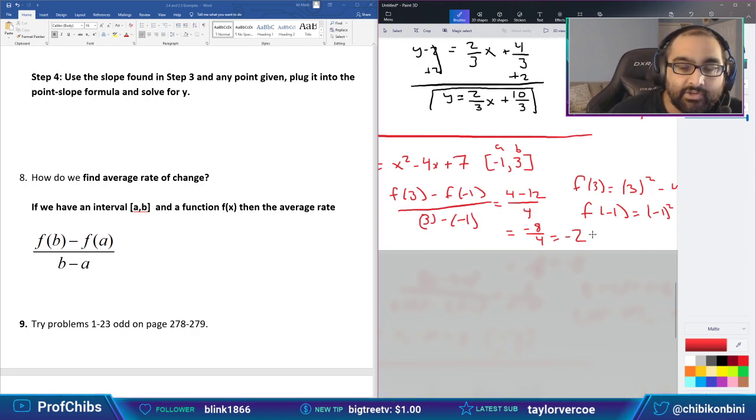So that's what -2 represents. Hope that makes sense there. Question mark? Yes.